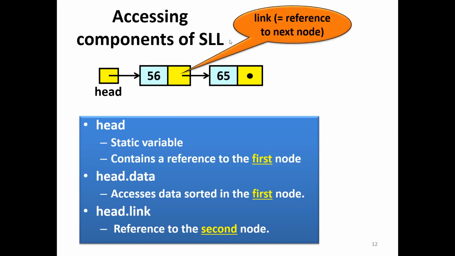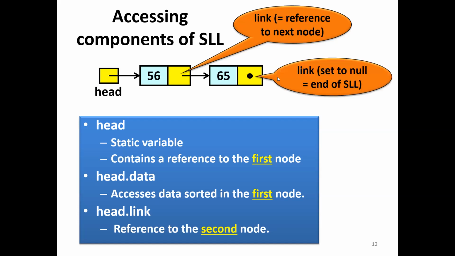Now, if we progress, we have that this is the reference to the next node, and this is the null, because that is where the link ends.